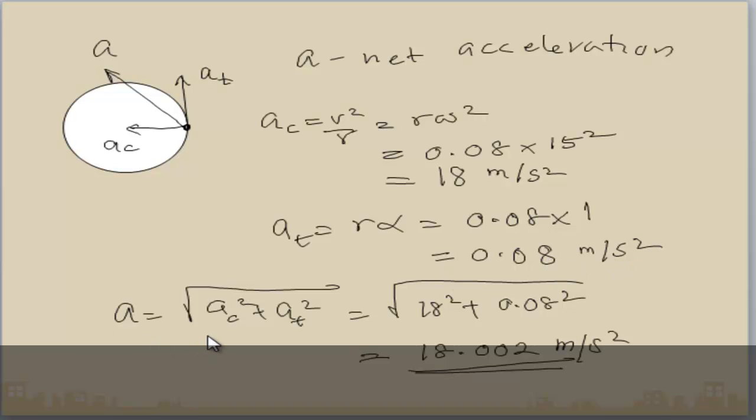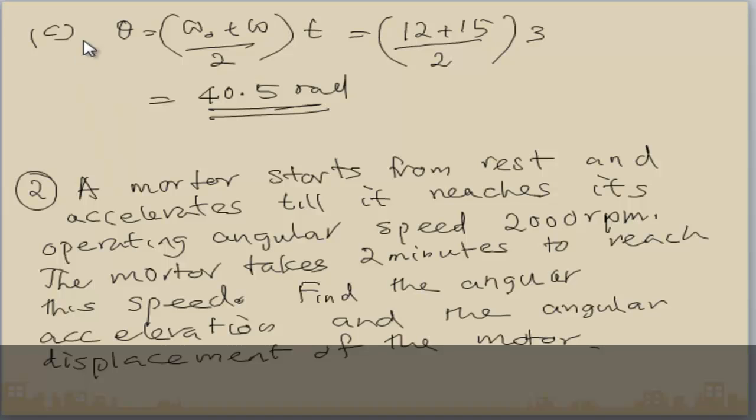So the net acceleration is the square root of AC squared plus AT squared, which is the square root of 18 squared plus 0.08 squared. So the answer is 18.002 meters per second squared. Part C, the angular displacement theta is omega 0 plus omega over 2 times t. 12 plus 15 over 2 times 3, so that's 40.5 radians.